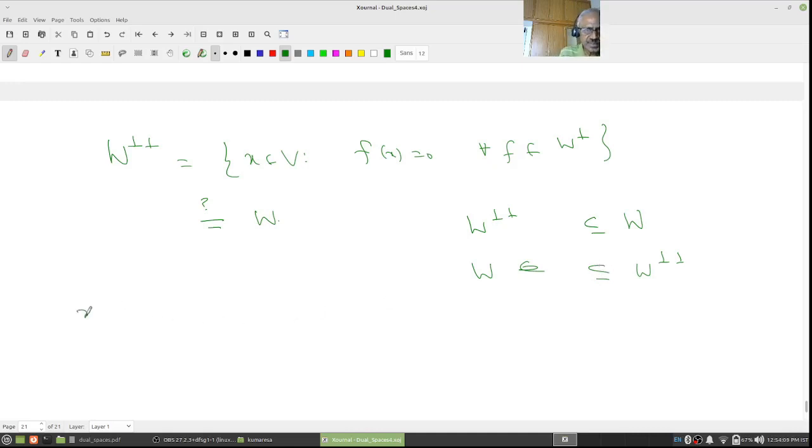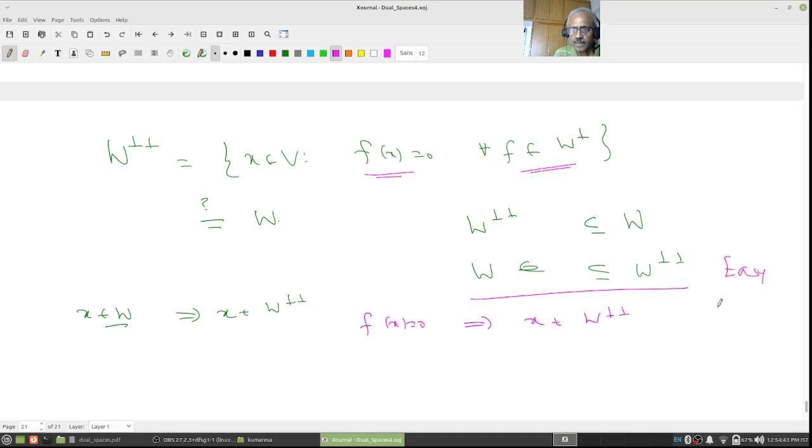See, suppose x is in W. Then I claim x belongs to W double perp. Why? Because if x is in W, then what? When does x belong to W double perp? Notice that the only condition is f of x must be 0, for f in W perp. Since x is in W and f is in W perp, certainly f of x is 0. This implies x is in W double perp. Therefore, this is easy and done. Pause, review, proceed.